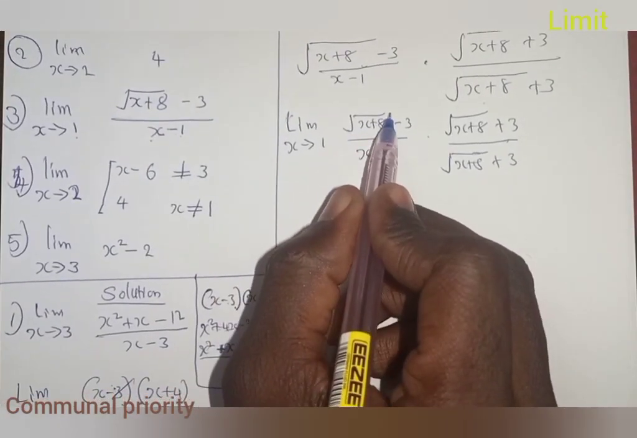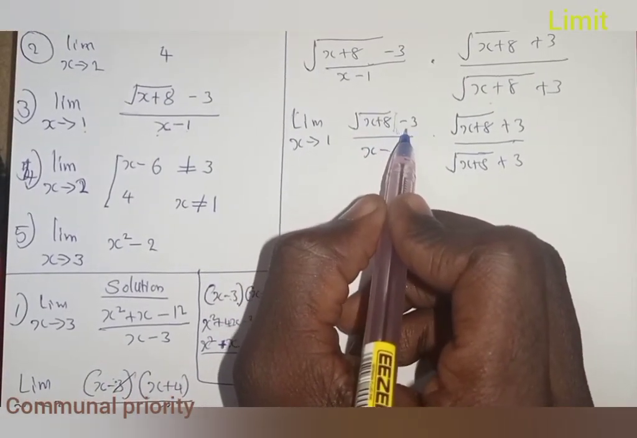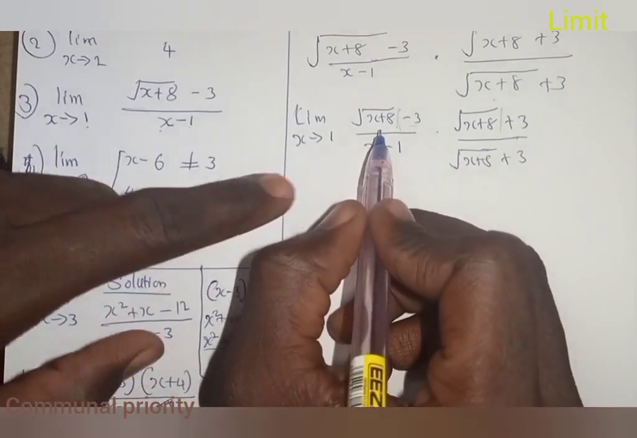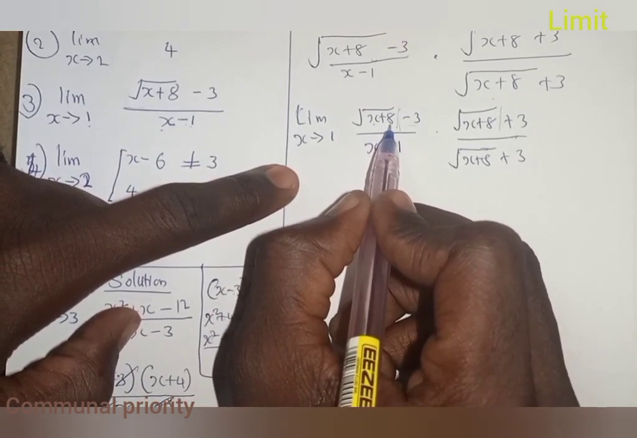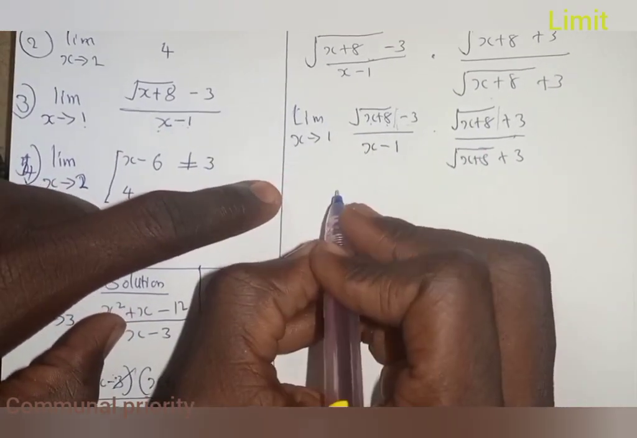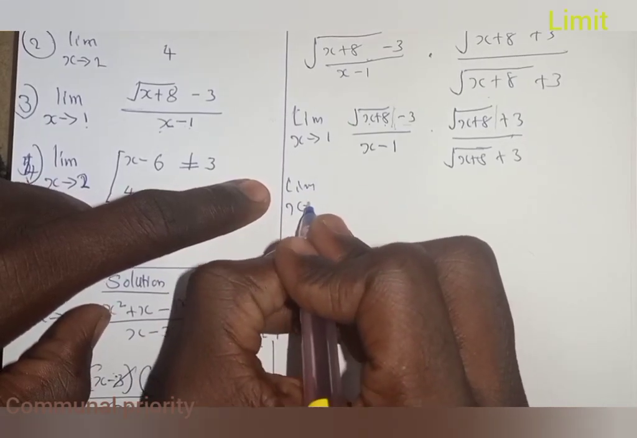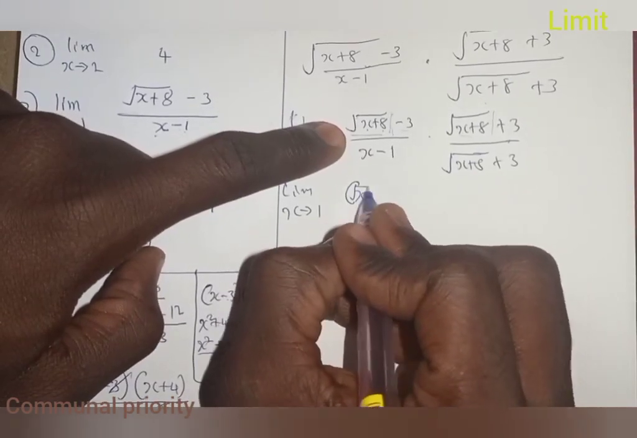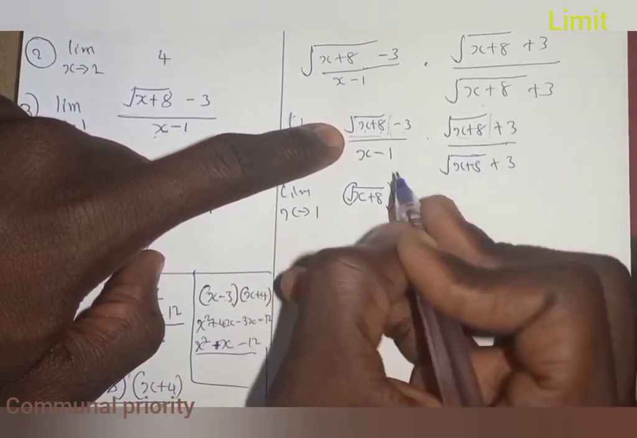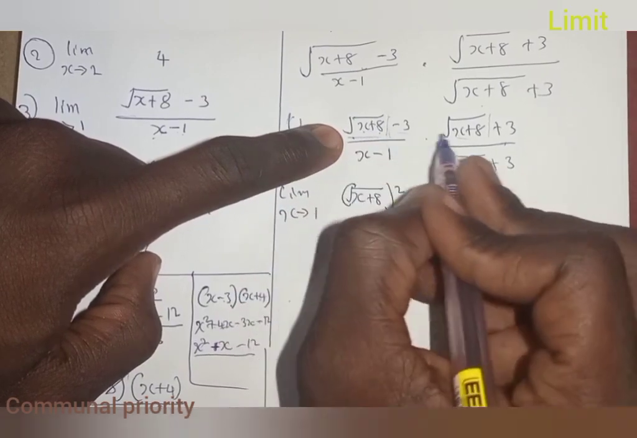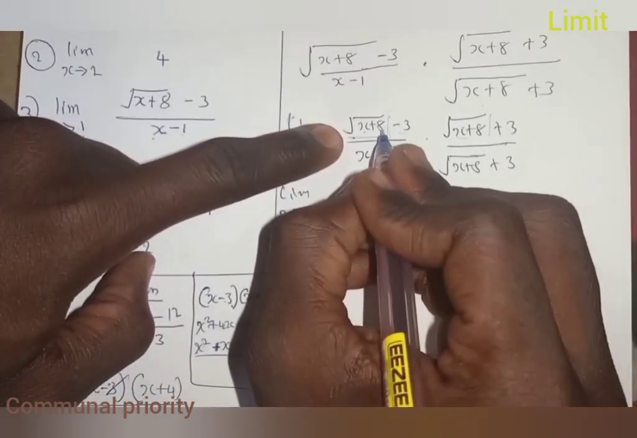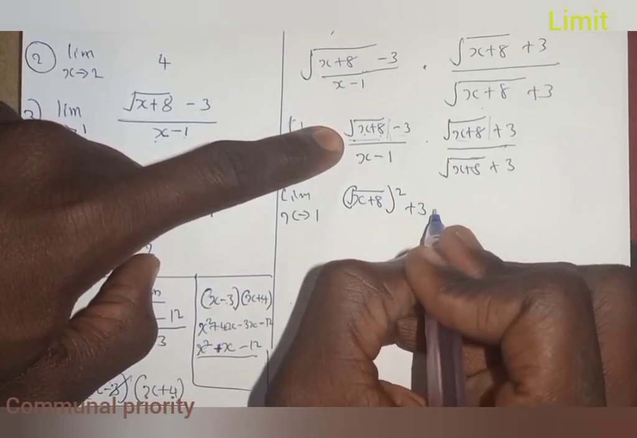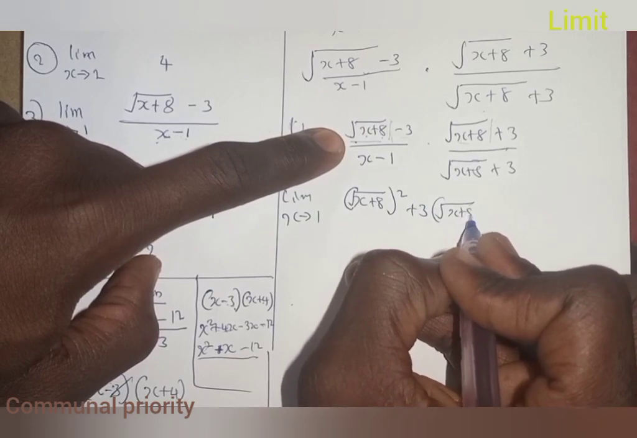First of all, this square root is different from this 3, as well as this square root is different from this minus 3 plus 3. The first thing we'll do is square root of x plus 8 multiplied by square root of x plus 8 will give us, the limit as x approaches 1, open bracket square root of x plus 8 close bracket square, because we multiply this x plus 8 and this x plus 8. Then the next thing is square root of x plus 8 multiplied by positive 3 will give you positive 3 open bracket square root of x plus 8 close bracket.